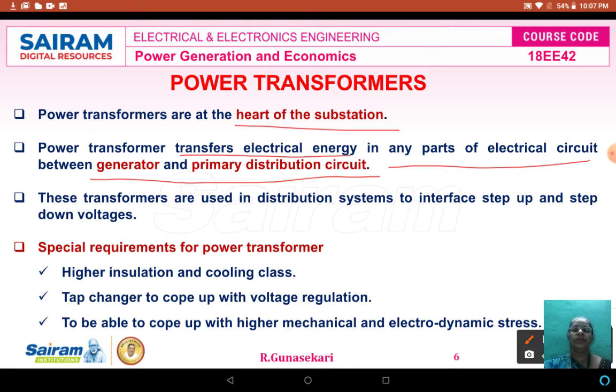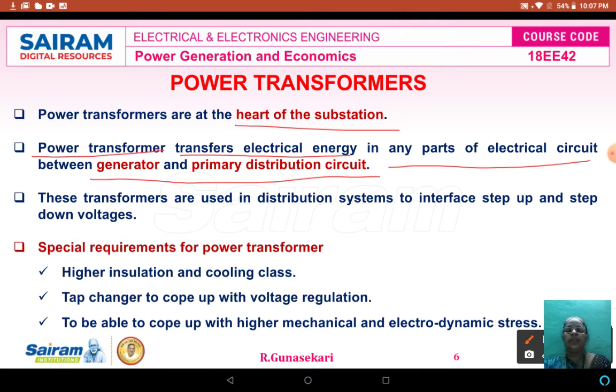So in between, what are the stages? Generating station or power station, then primary transmission, then the receiving substation, then secondary transmission, then substation, then primary distribution. These are the levels. Up to this we are using the power transformers.